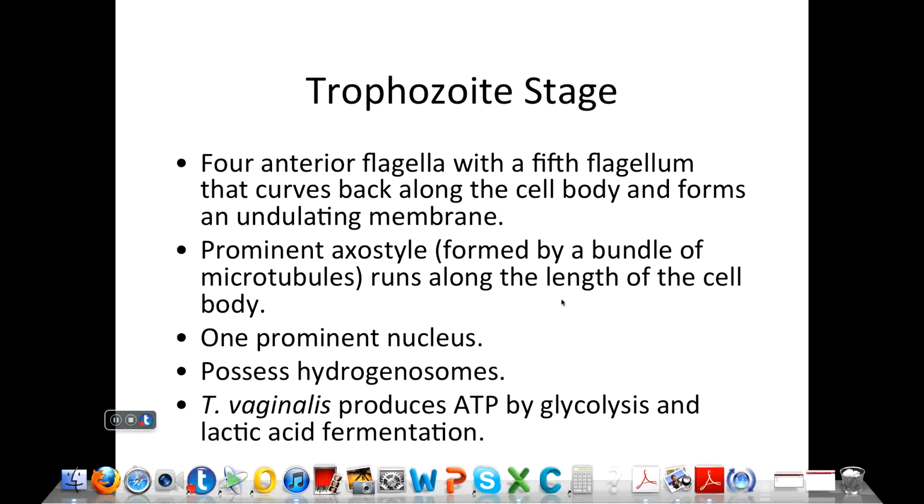The Trichomonas trophozoites also have hydrogenosomes, and you may recall that the hydrogenosome is a special microbody in which you get ATP production and the release of hydrogen. So the hydrogenosome allows for extra ATP production using unique chemical reactions. In addition to the hydrogenosome, which is really more of a supplemental ATP production, the principal way that Trichomonas vaginalis produces ATP is by glycolysis, followed by lactic acid fermentation.